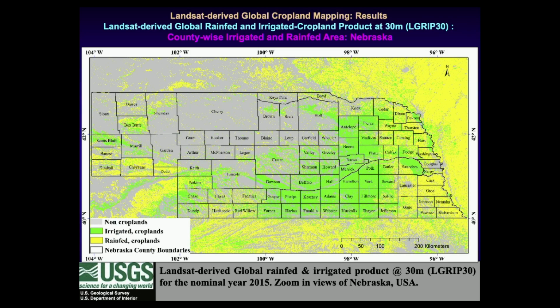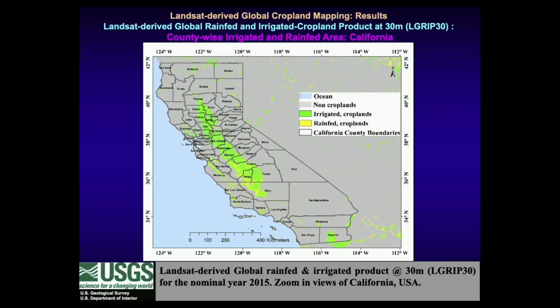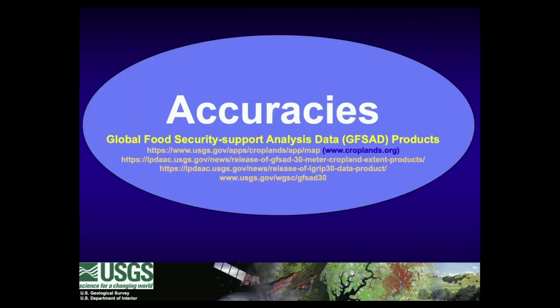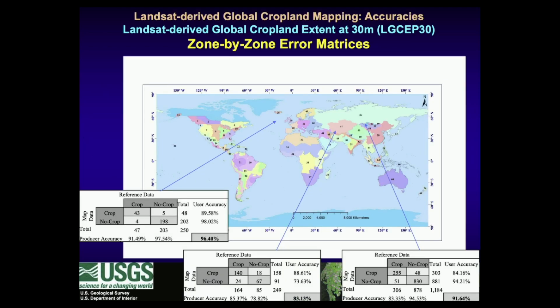For example, we are right here in Lincoln, and you can see here all irrigated areas. In fact, Nebraska and California are the two leading irrigated areas of the United States in terms of states. Of course, this is California's irrigated area, mostly in the Central Valley. Nearly 85% of all California Central Valley is irrigated. So accuracies is very important to know.